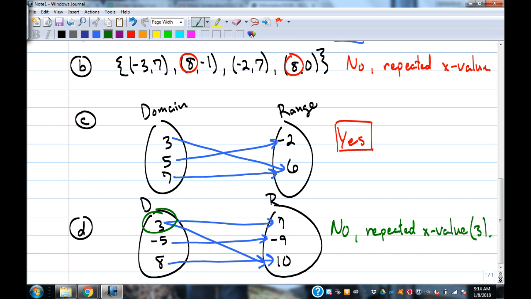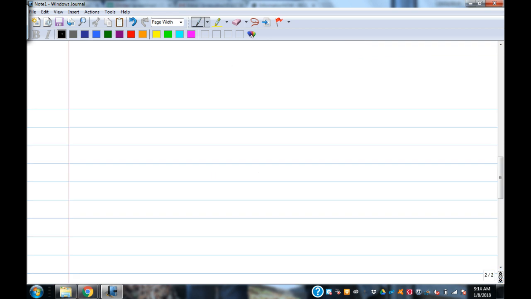The 3, that's what was repeated, so we can't have that being a function. Okay. All right. Now, they could also represent a relation as an equation. 3x minus 2. Pretty simple equation. What do we know about that equation?